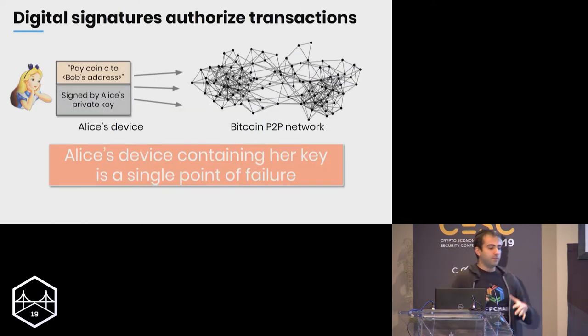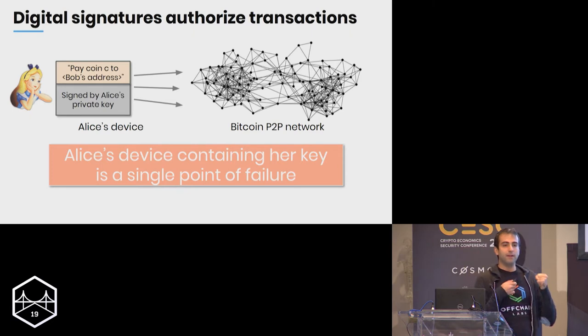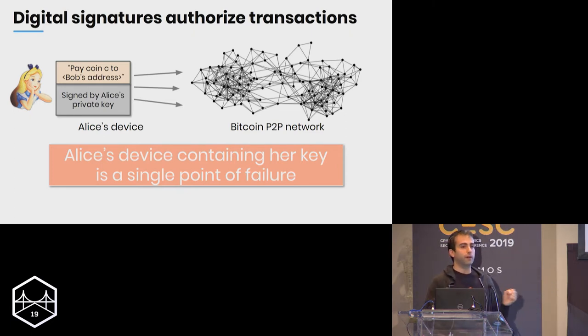So digital signatures authorize transactions in cryptocurrencies. And what that means is when Alice wants to pay Bob, Bob's not involved, Alice goes ahead and signs something. And that signature, she broadcasts to the network and poof, Bob gets money. And the thing is, and this is something which is by now pretty well known, Alice's key there is a single point of failure. If you manage to steal Alice's key or Alice loses her key, then she just loses all of her money. And this is something we've actually seen many, many times.